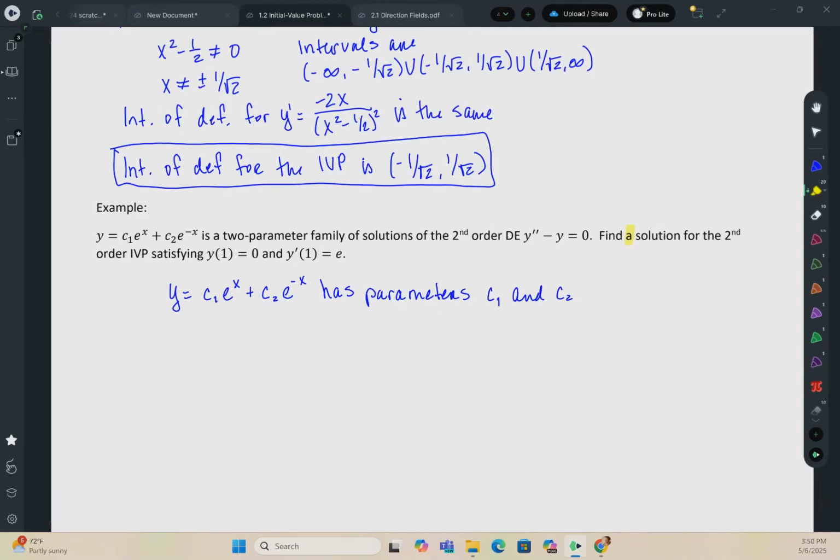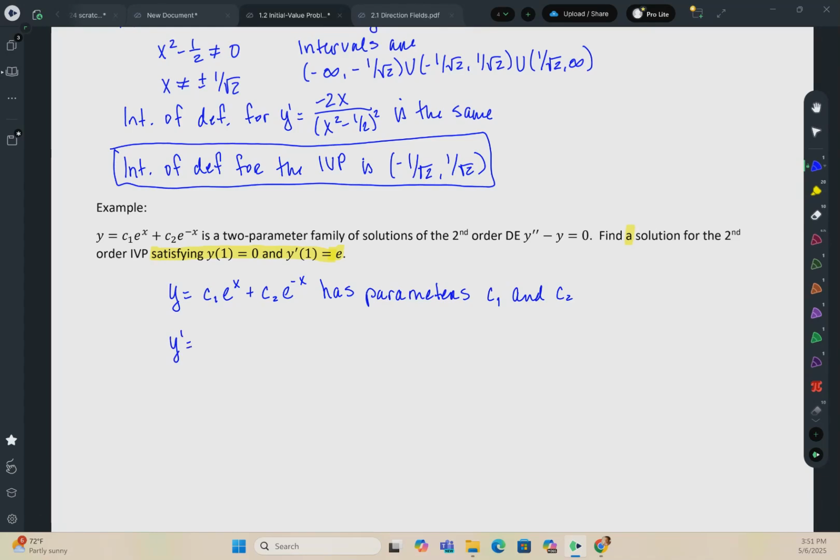That means they found the solution, the family of solutions. We have to find which one satisfies y of 1 is equal to 0 and y prime of 1 is equal to e. So what I need to do is I've got my y, and it has parameters c1 and c2. I need y prime as well.